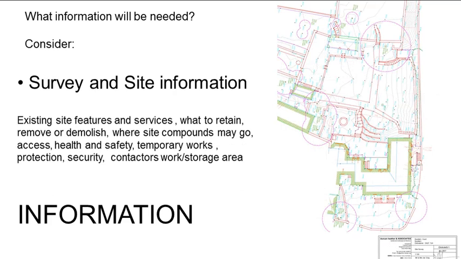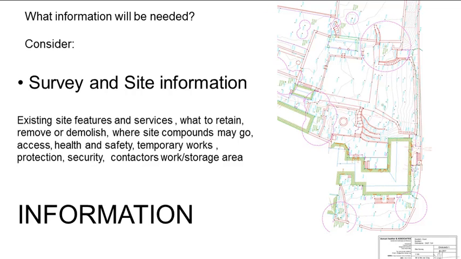Information on this sheet should include existing site features and services, what you should retain, what to remove and demolish, where site compounds may go, for instance, site offices, temporary toilet blocks, and contractors' car parking, access, delivery, and storage areas.